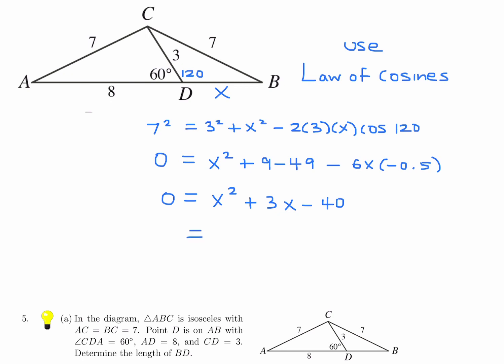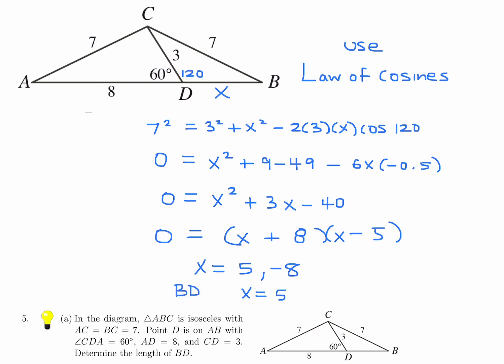And if you factor this, you get (x + 8)(x - 5), so that gives me values of x equal to 5 or negative 8. Of course, x cannot be negative 8 since x represents a distance, so x can only be 5. And that is the required length that they want, which is BD.